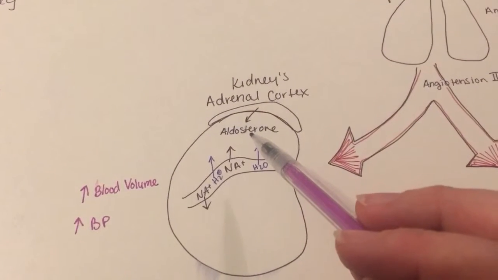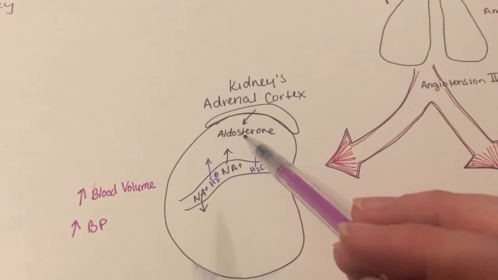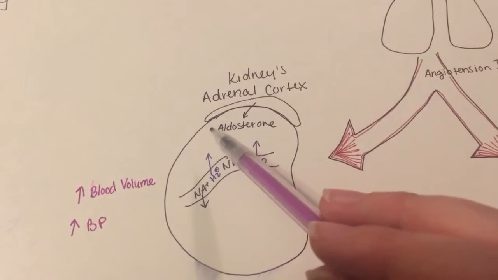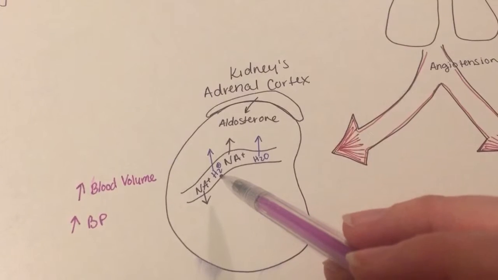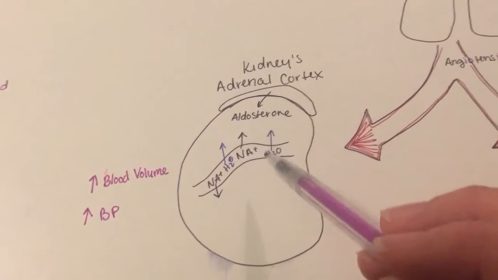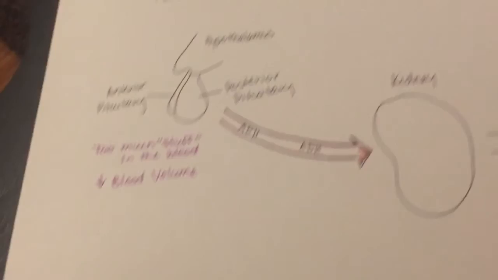Aldosterone stimulates the epithelial cells in the distal tubule and collecting ducts of the kidney to increase reabsorption of sodium, which in effect increases the reabsorption of water as the water follows the sodium into the bloodstream out of the filtrate. This increases blood volume and blood pressure.